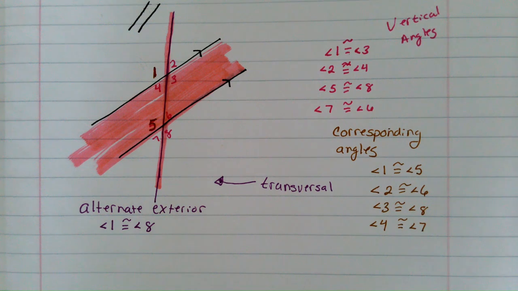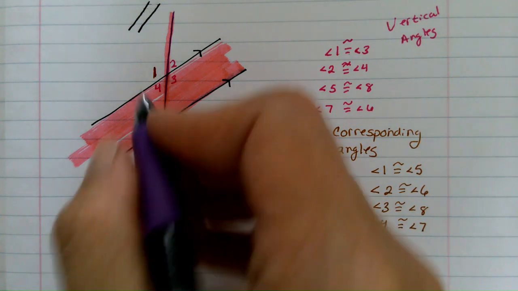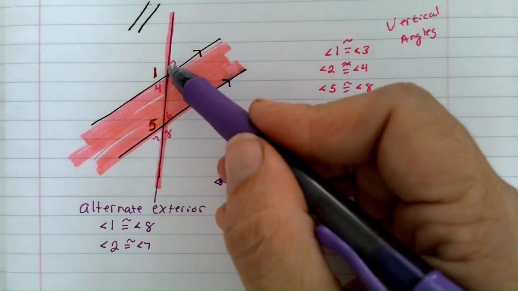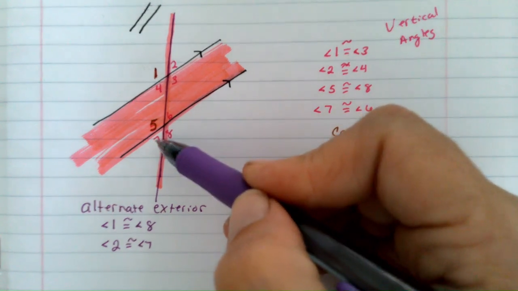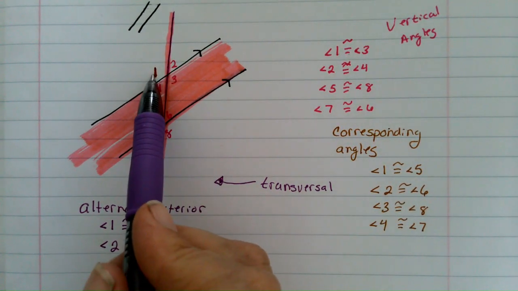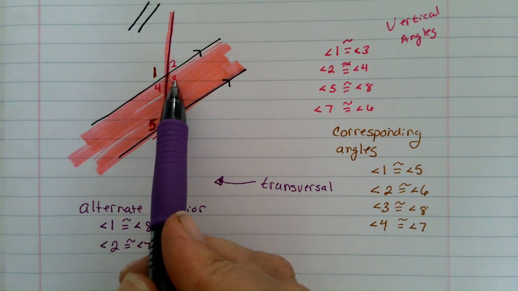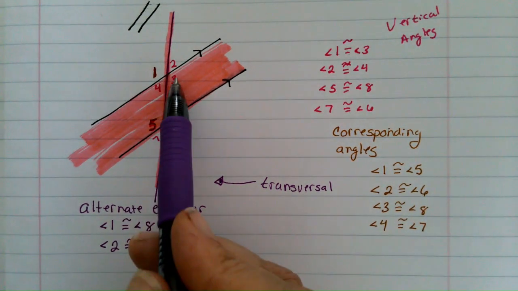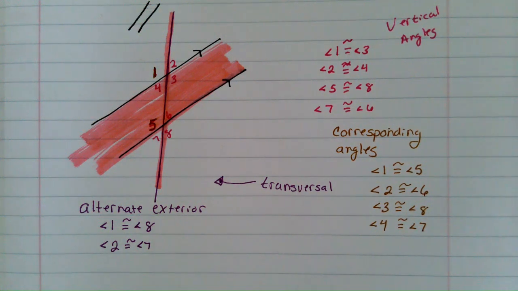Okay, is that the only alternate exterior? No. 2 and 7 are also, which makes sense because 2 is the same as 4 and 4 is in the same position as 7. So, okay, there we go. By that saying, 1 was congruent to 3 and 1 was congruent to 5, which means 3 and 5 must be congruent. And they're on the alternate side of the transversal, but they're inside. And that's exactly what we've got there, is alternate interior angles.